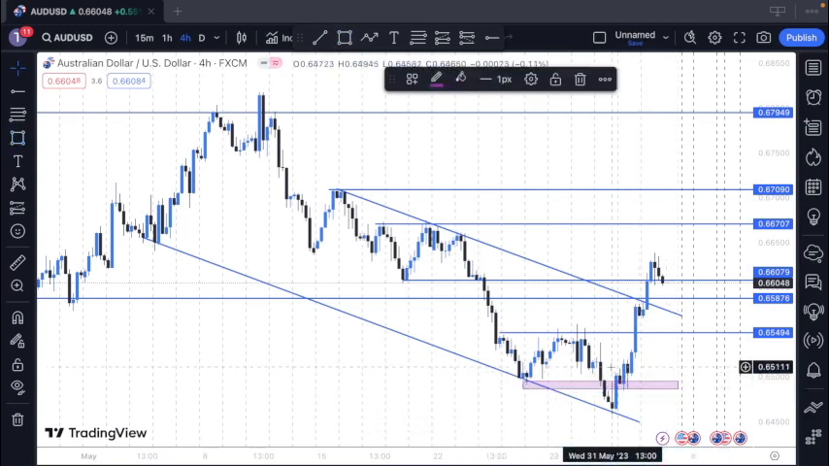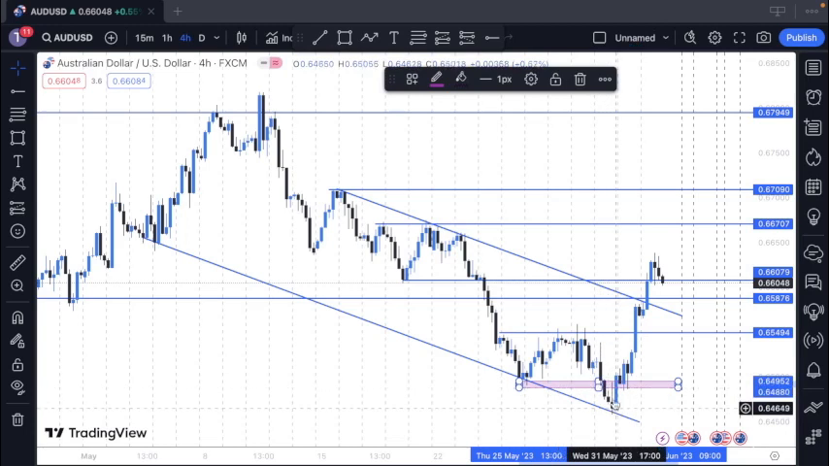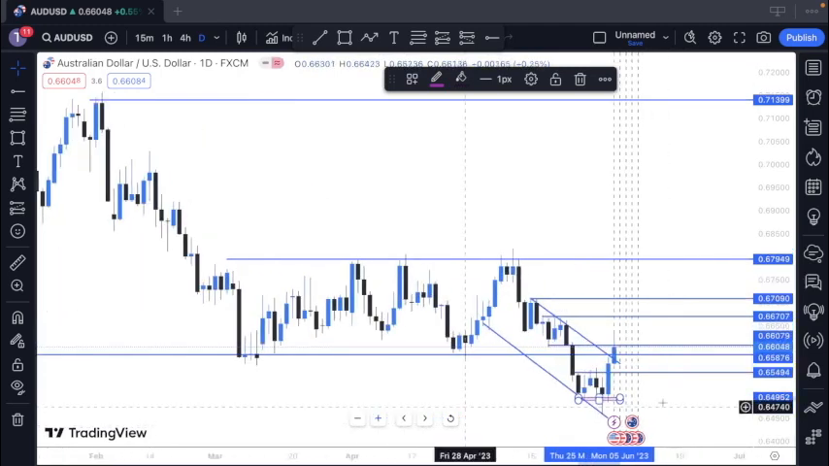So right here, there was a fake out. Price was just grabbing liquidity and taking out all the sellers right here, because a lot of people had sold right here. If we go to our daily time frame, you'll see that it just gave us a spike.